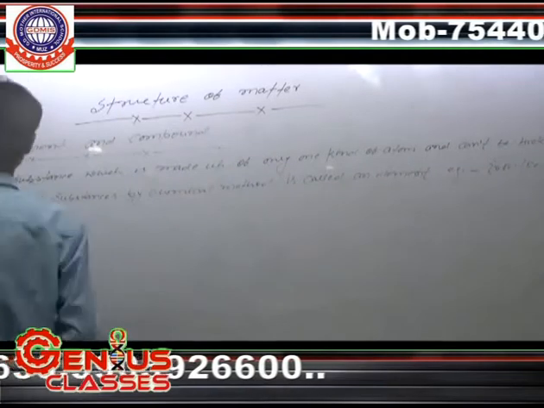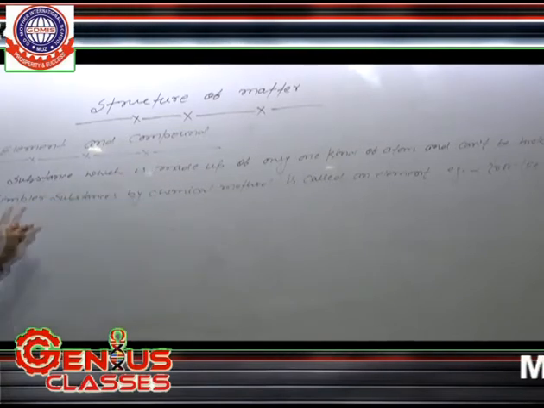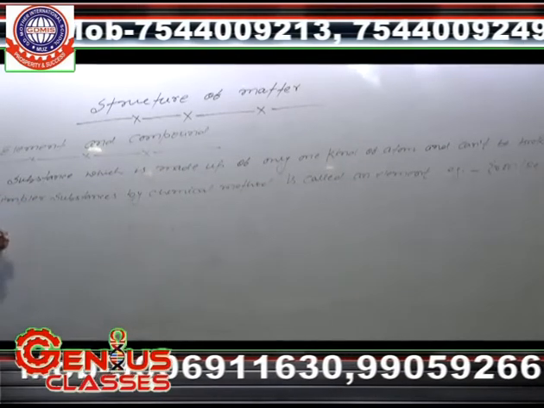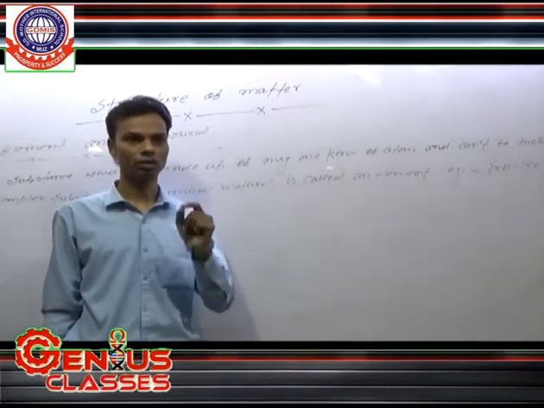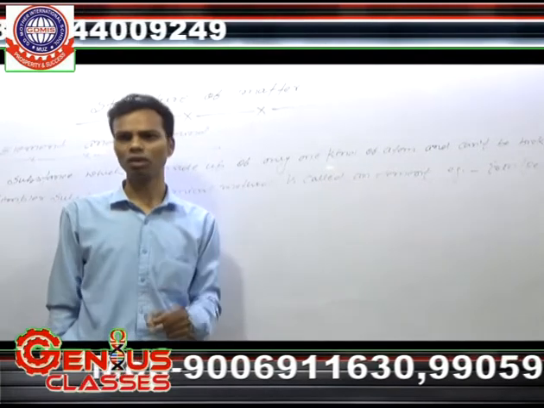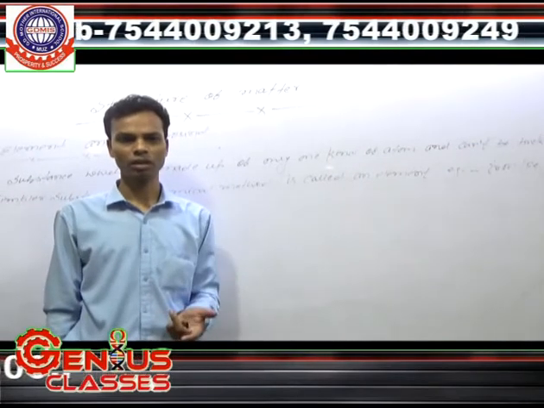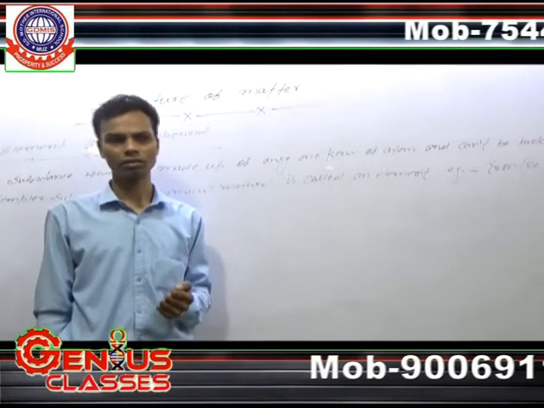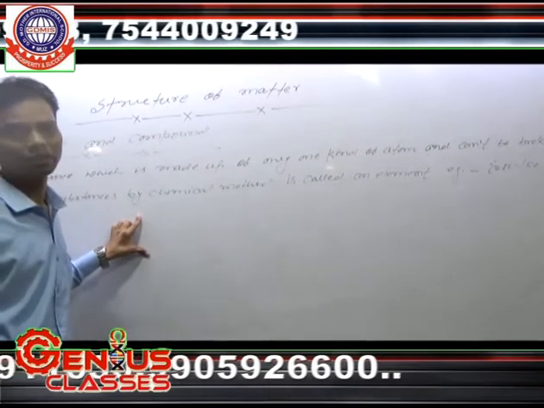Once again, a substance which is made up of only one kind of atom and can't be broken into simpler substances by chemical method is called an element. One should know from the last topic that atoms are very, very small. They are so small that we can't imagine their size. They can't be seen even with a high power microscope. So we can say that atoms are small beyond our imagination.